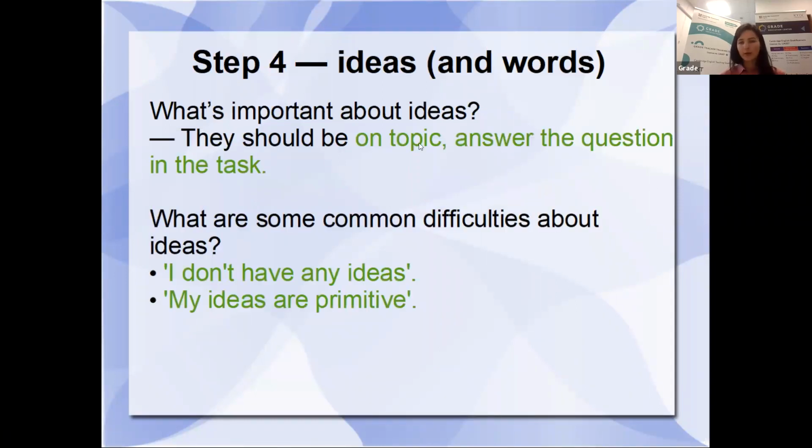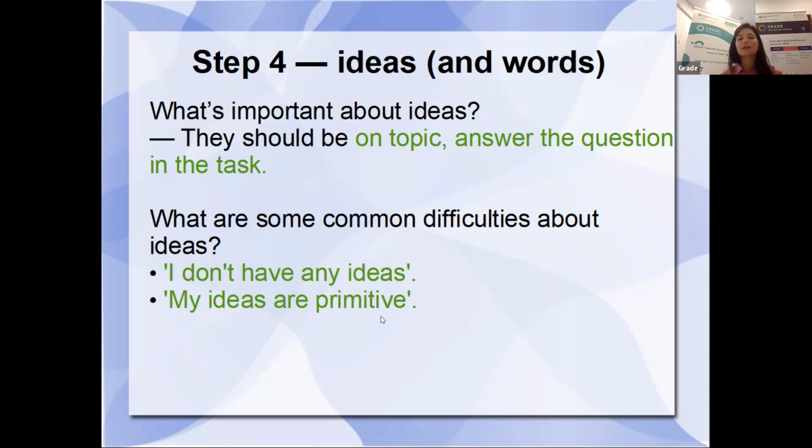Ideas should be on topic, answer the question in the task, just exactly what you said, and the problems which you have mentioned. So I don't have any ideas. This is a very, very frequent phrase that we keep hearing from people. Yeah? And my ideas are primitive. What if my ideas are primitive? Is it a problem?